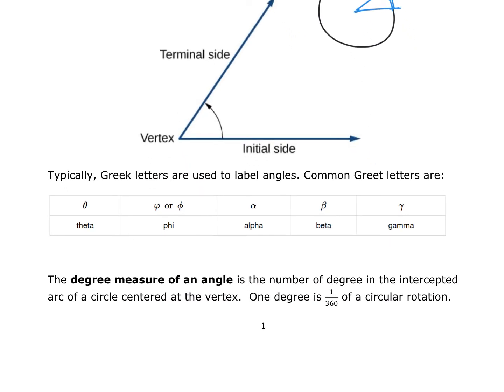And typically, like I said, we're going to use Greek letters to label our angles. So the ones that we're going to see is theta. It looks like a zero with a bar through the middle. We call that theta. We're going to call this phi, and it can look like this, or it could look like this. If I'm being real fancy, I'll try this one, but more often than not, I'm going to do that one. Alpha, this one we talked about before, beta, and then gamma, which kind of looks like a fancy R, if you squint at it.